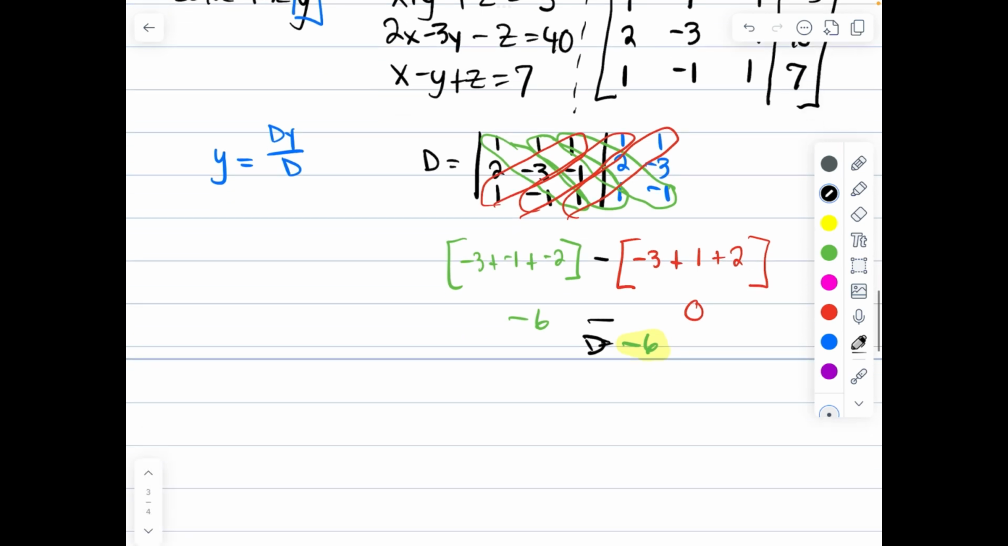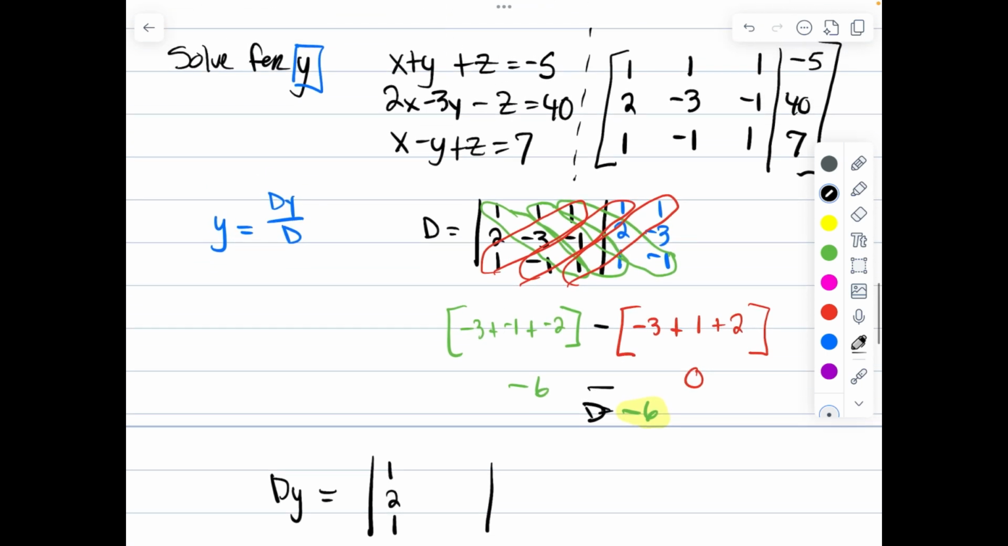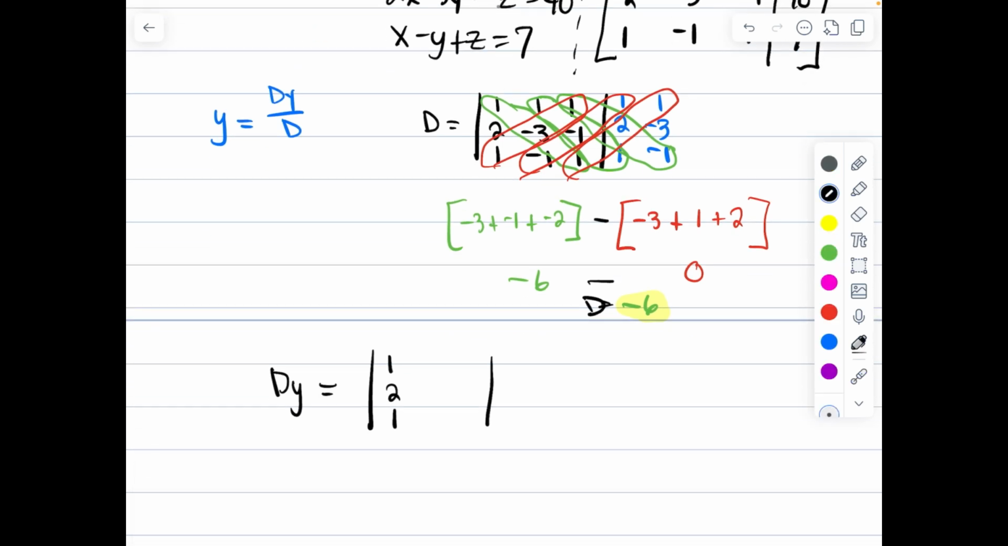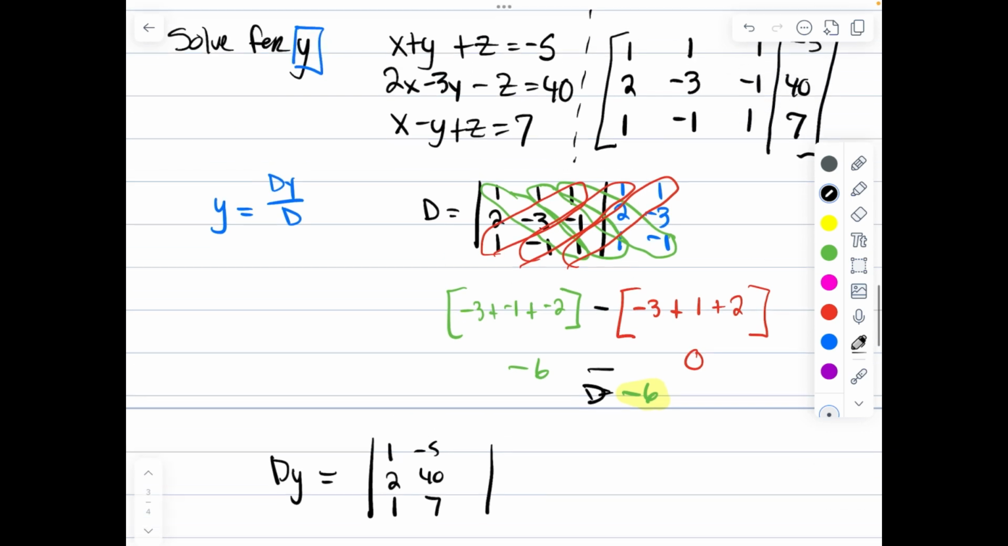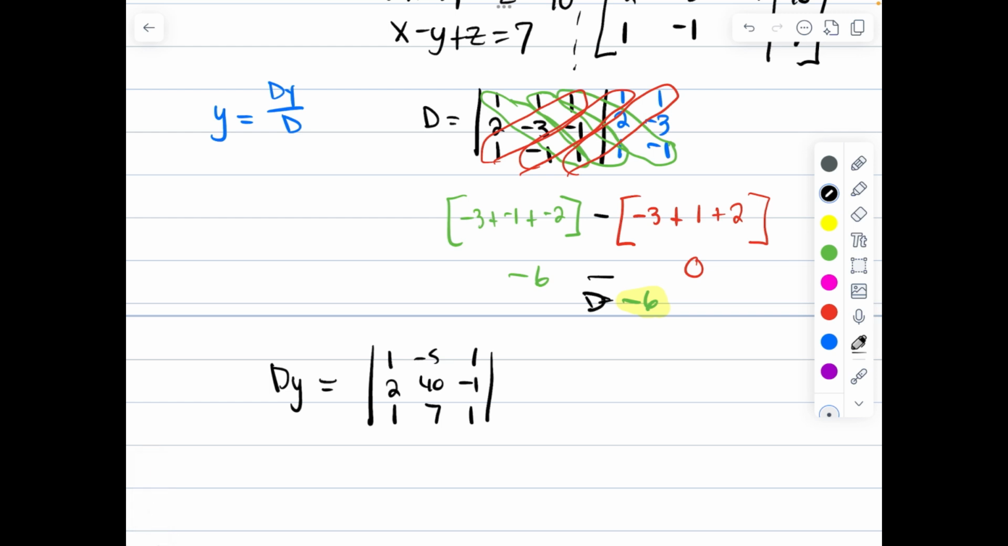So that's our D. Now we have to find our dy. Remember dy, in order to find it, we're going to have our x column as the same, 1, 2, 1, right? Our y column is the one that's going to be replaced by the -5, 40, and 7. So x column stays the same. The z column stays the same, but the y column changes to -5, 40, and 7. And so that's 1, -1, 1, right?